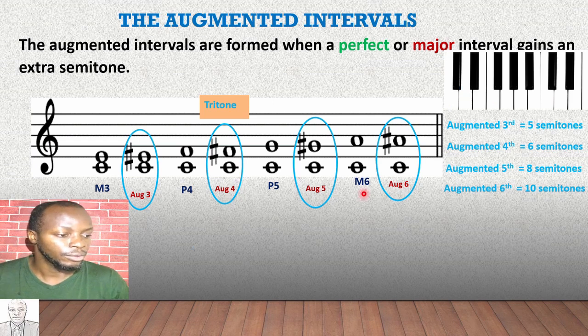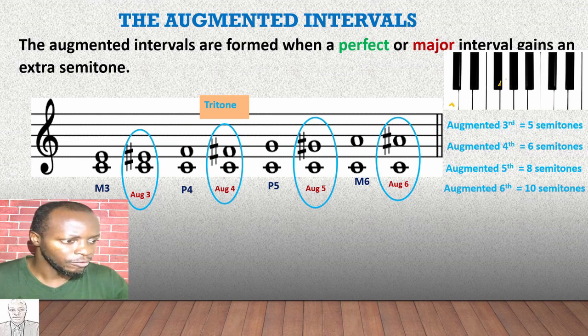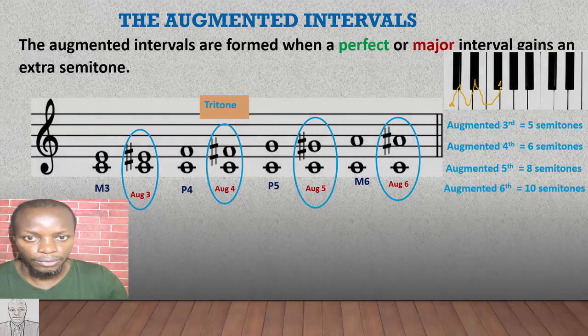Augmented fourth has 6 semitones, and that's a tritone. That's from C to F sharp. Alright, now let's see the number of semitones between C and F sharp. That's the tritone or the augmented fourth. So we have 1, 2, 3, 4, 5, and 6. Okay, augmented fourth has 6 semitones, right?